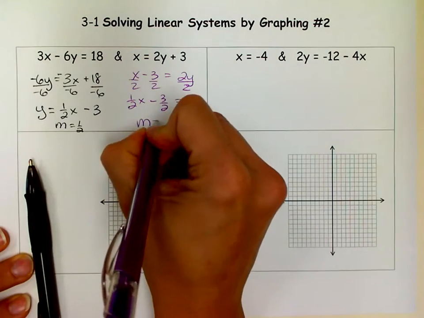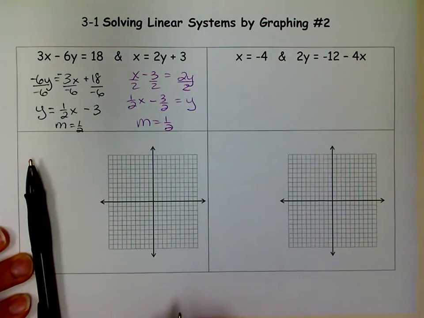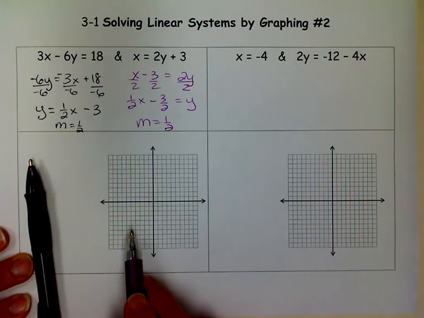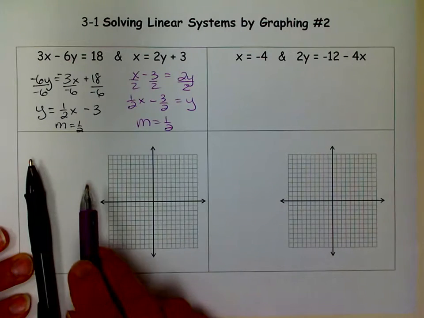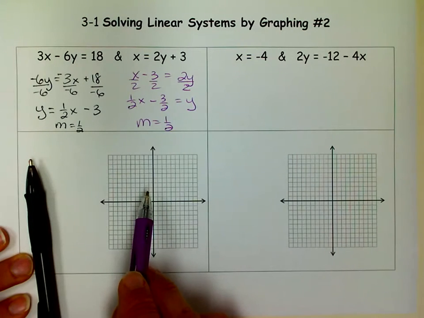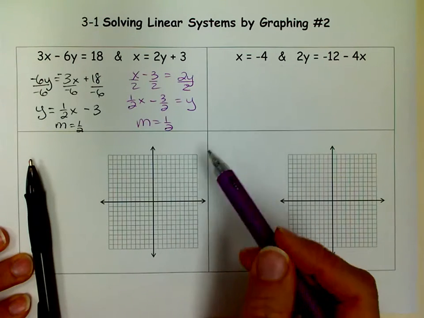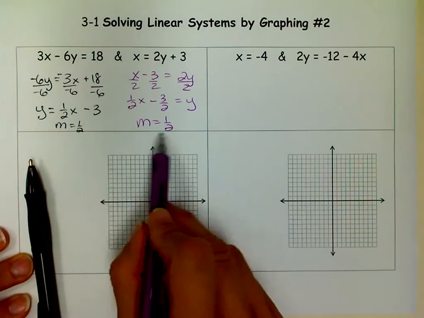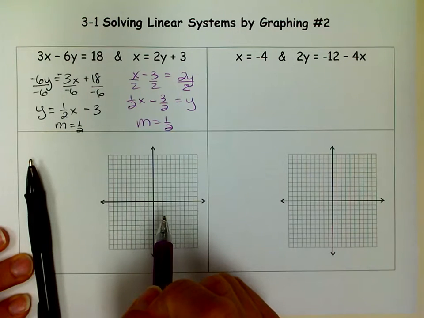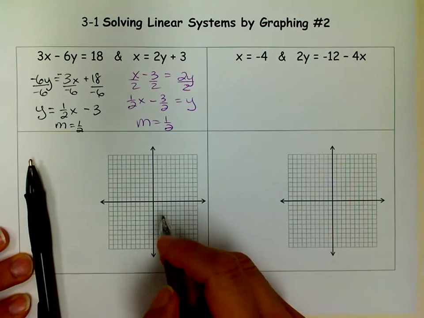The slope here is 1/2. What I want you to notice is that the slopes are the same. So I know that this system is inconsistent. It has no solutions because when slopes of two lines are the same, they're parallel. So I still want to graph them because they told me to do it by graphing, but it's good to keep in mind that I know what's happening ahead of time in case I make a mistake here.